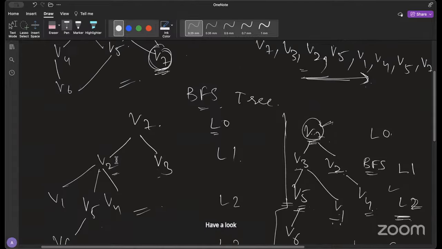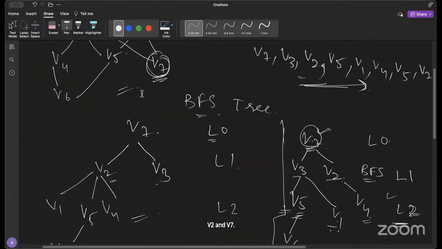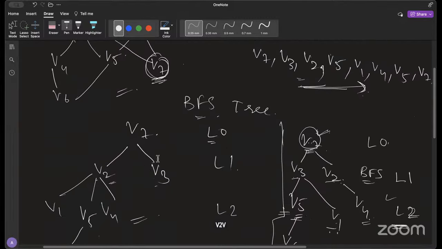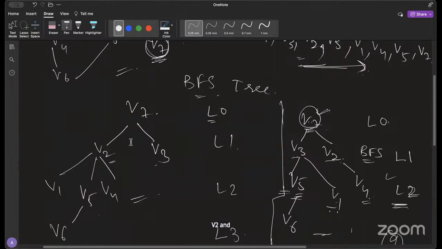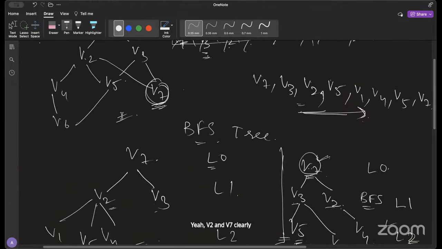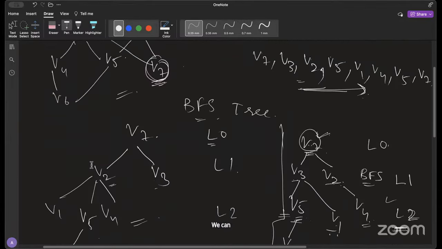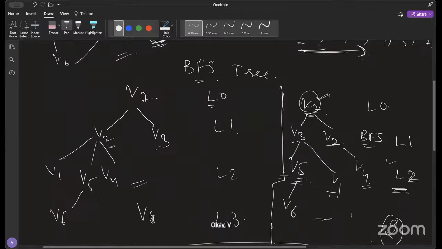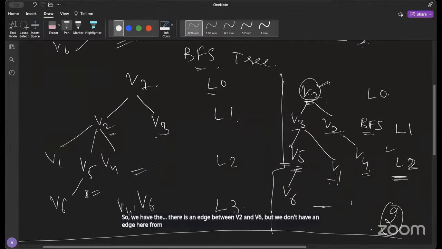Look at this graph. V2 and V7 have an edge. That's clearly an edge. I'm looking for V6. We can say that V1 and V4 don't have a direct edge. V1 and V4 have an edge, right? There is an edge between V and V6, but we don't have an edge here from V4 to V6.